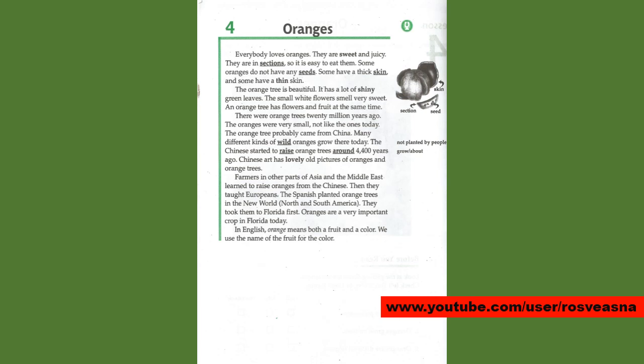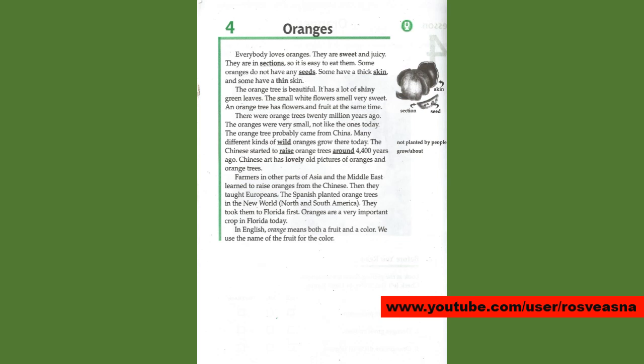The orange tree probably came from China. Many different kinds of wild oranges grow there today. The Chinese started to raise orange trees around 4,400 years ago. Chinese art has lovely old pictures of oranges and orange trees. Farmers in other parts of Asia and the Middle East learned to raise oranges from the Chinese.